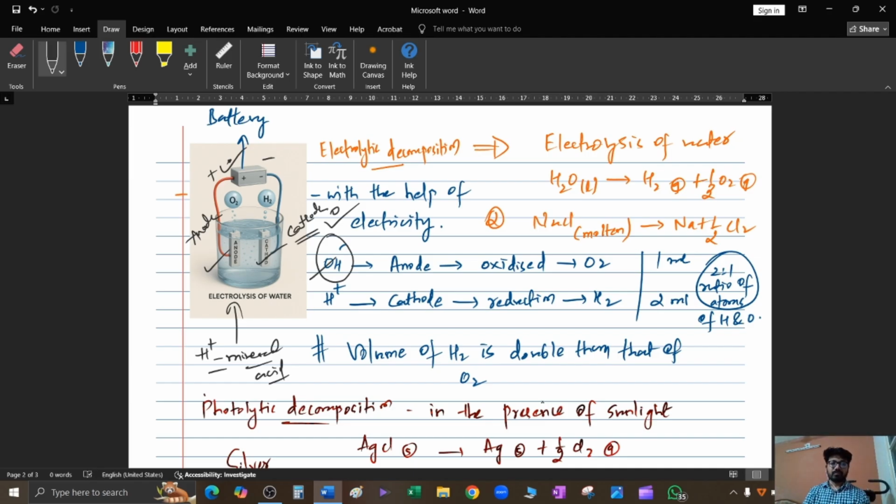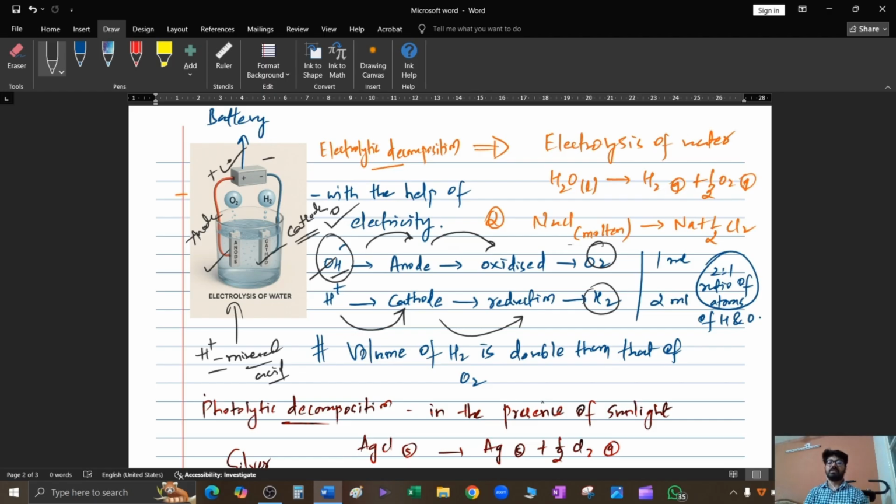What happens? The anion of water, that is OH minus, moves towards the anode. The positive ion moves toward the cathode. Anode पर oxidation reaction होता है, जो product मिलेगा that is what? Dioxygen gas. कैथोड पर रिडक्शन होता है, the product will be what? Dihydrogen gas.